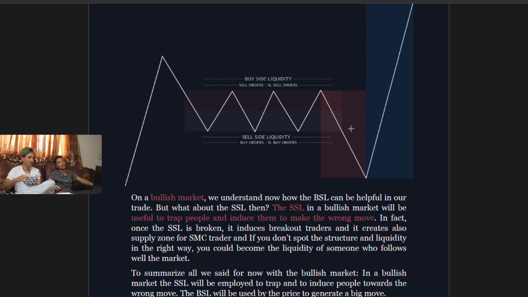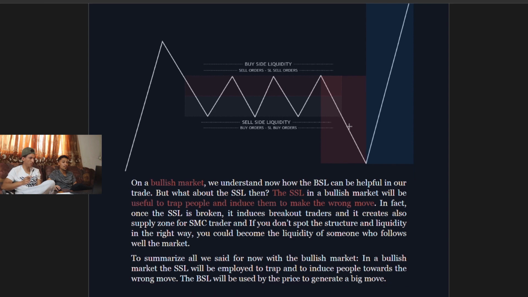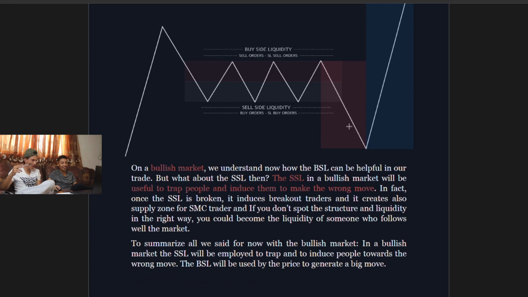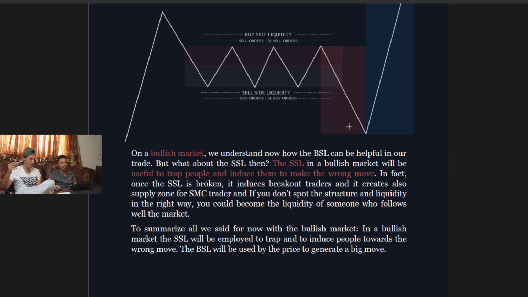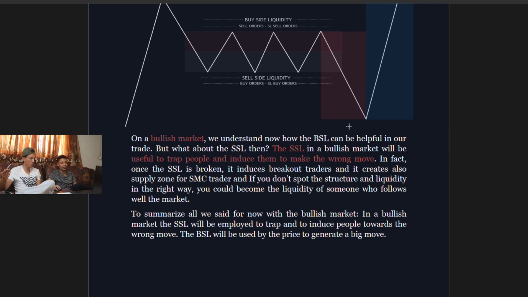So basically you have your breakout traders, but we are SMC traders at that point. If you don't spot the structure and liquidity in the right way, you could become the liquidity of someone who follows the market well. To summarize for the bullish market: the SSL will be employed to trap and induce people towards the wrong move. The buy side liquidity will be used by the price to generate a big move, basically.